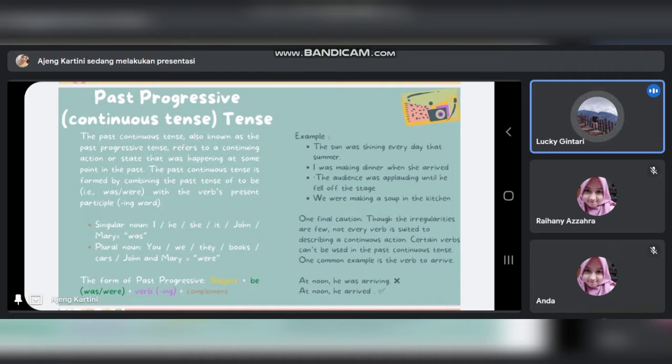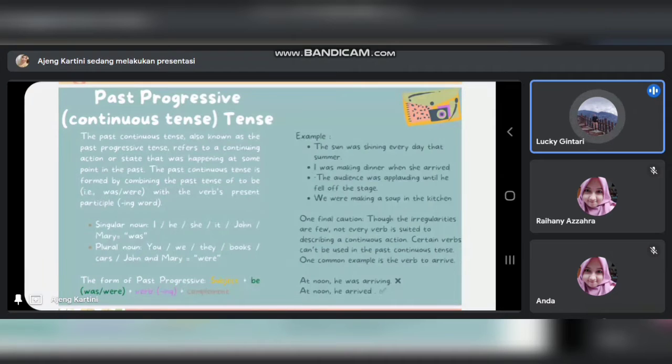The form of past progressive is subject plus was or were plus verb-ing plus complement. There are many situations in which this verb tense might be used in a sentence. For example, it is often used to describe conditions that existed in the past. For example, the sun was shining every day that summer.